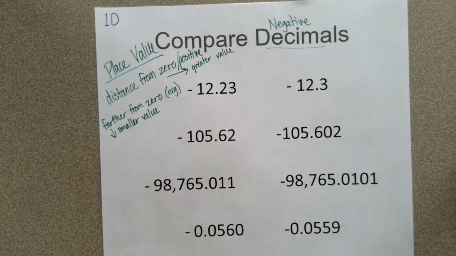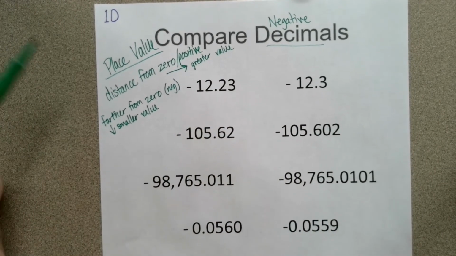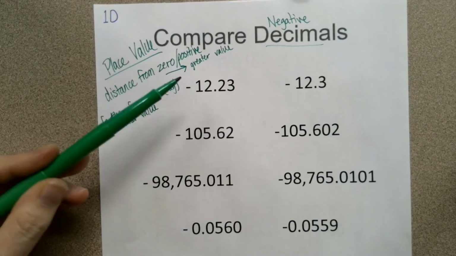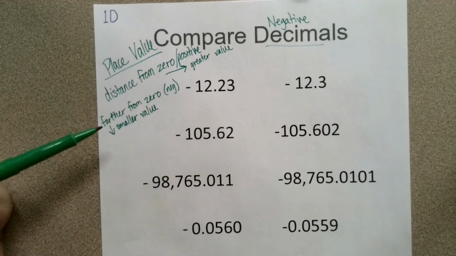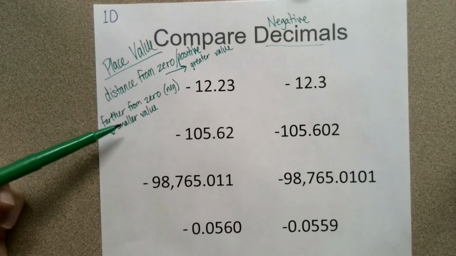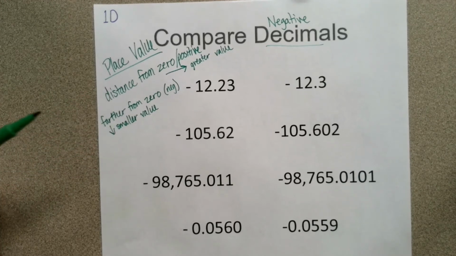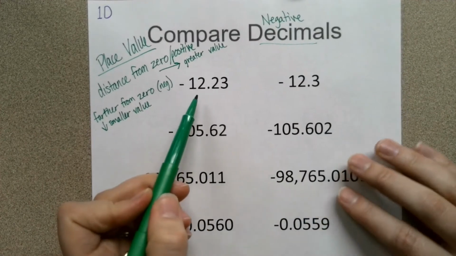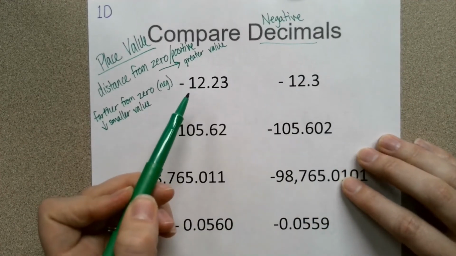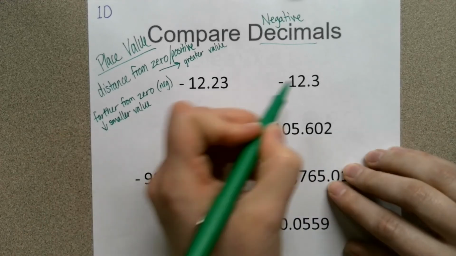So let's use that to help us as we go through. We're using place value and the distance from 0. If it's closer to 0, meaning closer to the positives, it's going to have a greater value. And if it's farther from 0, it's going to have a smaller value. All of this is for negative numbers, and negative numbers only. So when we look at these two, both numbers are negative. So that's easy for us to see, okay, both negatives.